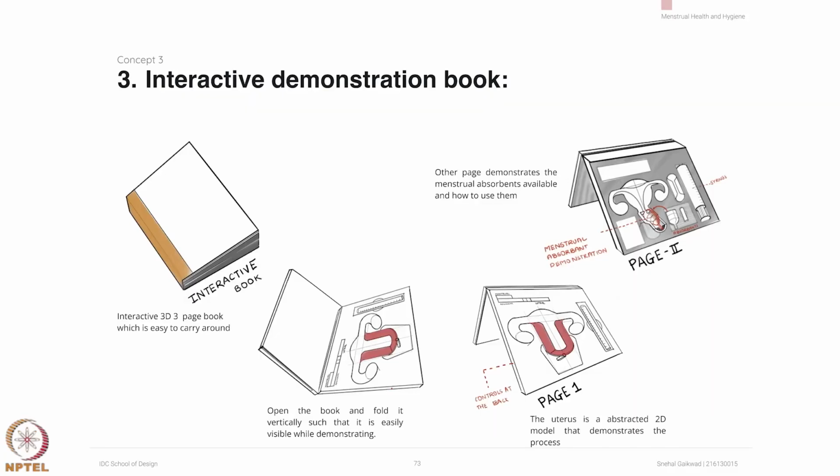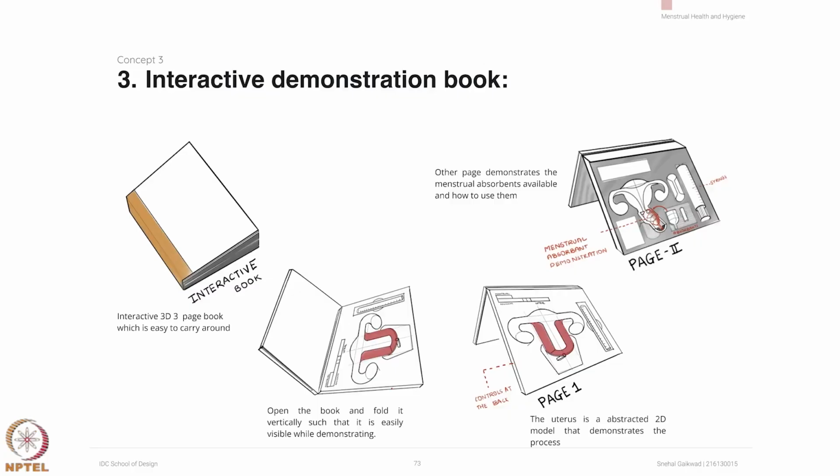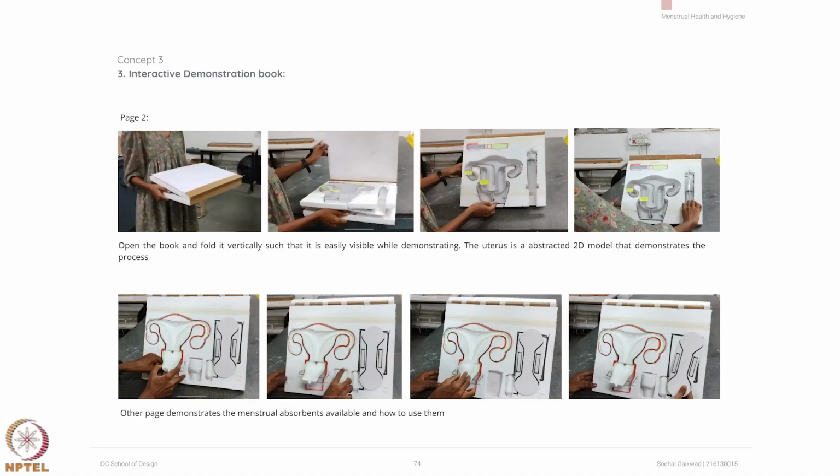Third one was interactive demonstration book. So in this thing, there will be 2-3 pages. In the first page, they'll explain the book, the contents, how menstruation occurs and uterus function. And on the second page, they'll explain what other menstrual absorbents are and how we will demonstrate them. So the first page is this uterus model, and on the second page we will explain how to wear.